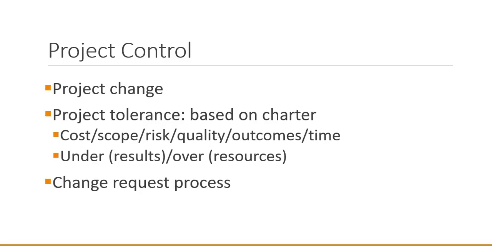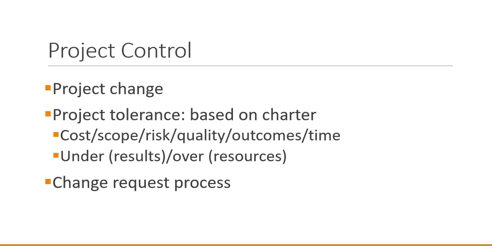And moving to project control, this is the system in place for the project to ensure that there is a smooth procedure to implement project change when necessary. The project charter gives tolerance limits for the authority of the project manager. Those could be under or over measurements. We might be under in the results that we've achieved, or we might be over in the amount of time or the amount of money that we've spent on the project.